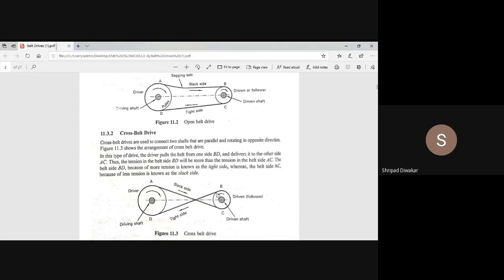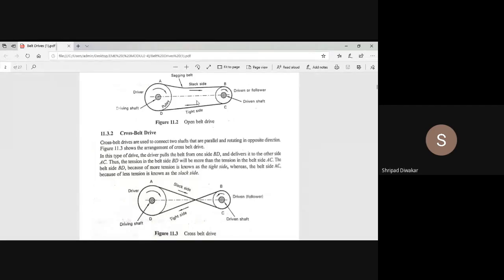Okay, so this is your tight side. You see here DC is your tight side. In this diagram, BD, because the driver pulley draws from the length BD and then transmits that power to the driven shaft through the length AC.